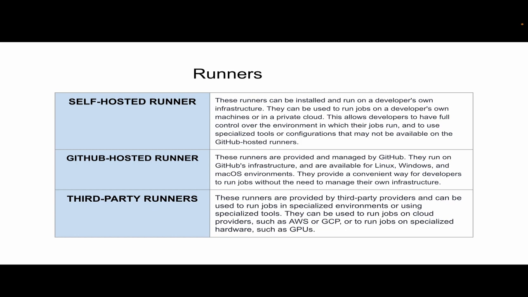Lastly, there are third-party runners also. These runners are provided by third-party providers and can be used to run jobs in a specialized environment or using specialized tools. This is used to run jobs on cloud providers such as AWS, GCP, or on specialized hardware such as GPUs. Additionally, GitHub Actions also provides the option to run actions in Kubernetes, which allows running actions inside a Kubernetes cluster, which scales and manages the resources for the action. Each type of runner has its own advantages and use cases, and developers can choose the type of runner that best suits their environment.